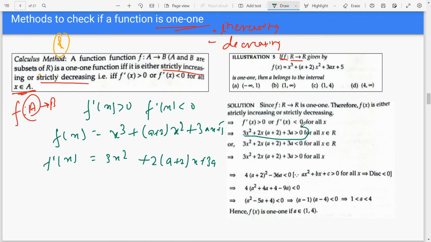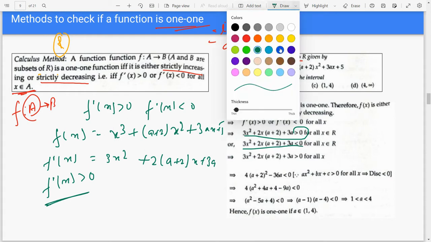Now this should be greater than 0, because we know that if a function is increasing or decreasing, f dash x should be either greater than 0 or less than 0. So do f dash x greater than 0. Okay. If you do f dash x greater than 0, you will get something. So let's discuss what you will get at that point.